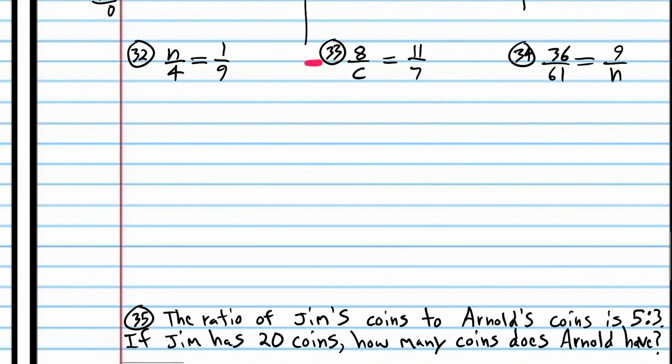All right, so why don't you try number 32. Number 32, you can either write as a repeating decimal or you can write as a fraction. So try 32, and when you come back, we'll do it together.